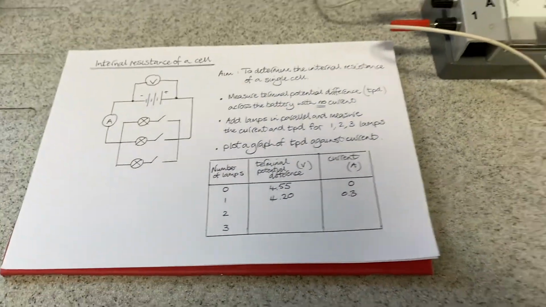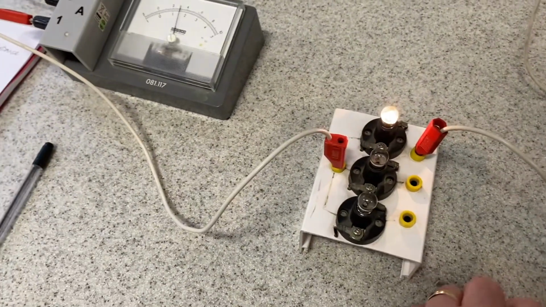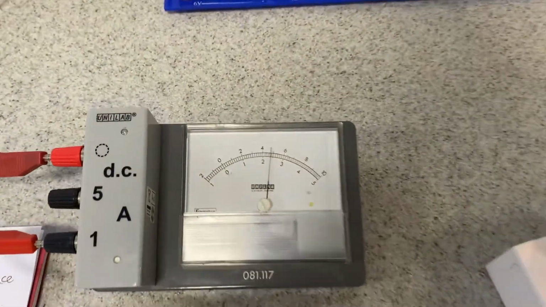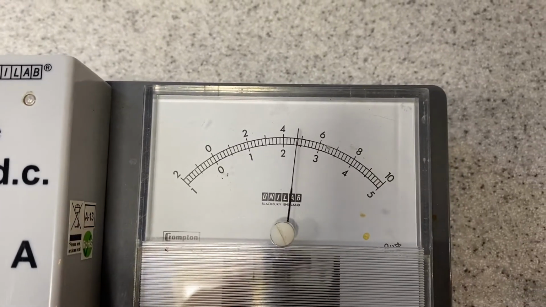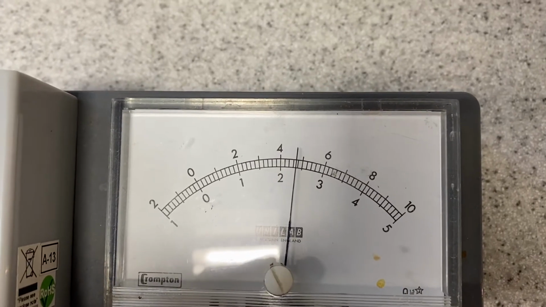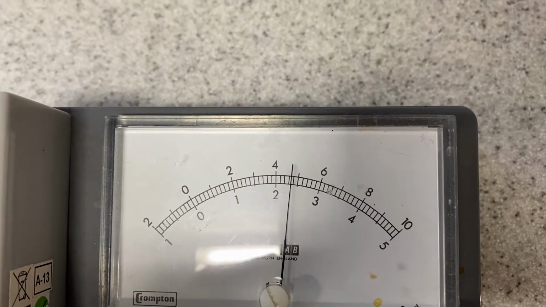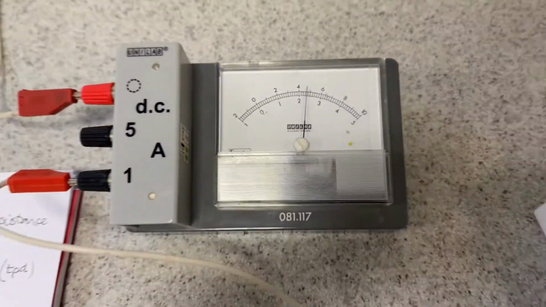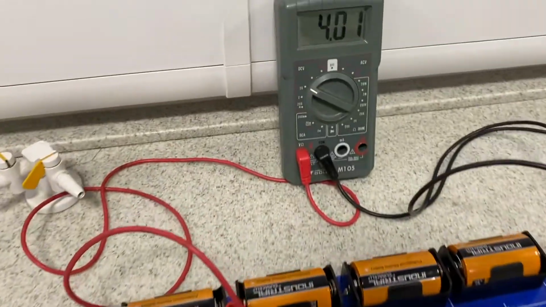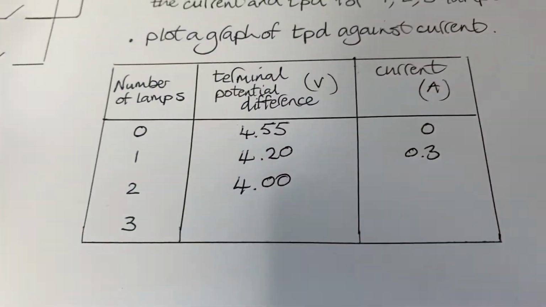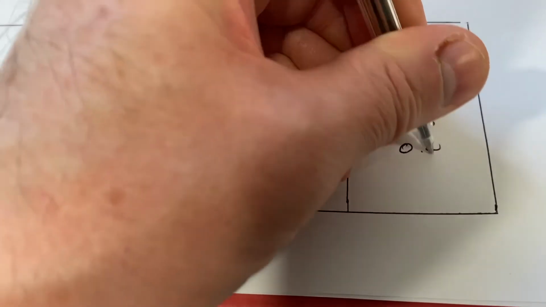Then I'm going to add another bulb in parallel. So put that in. Now we've got our 2 bulbs, and my current has gone up to 0.4, let me think, 0.42, 44, 46, 0.47 amps. And my TPD is 4 volts. So TPD is 4 volts, and that was 0.47.